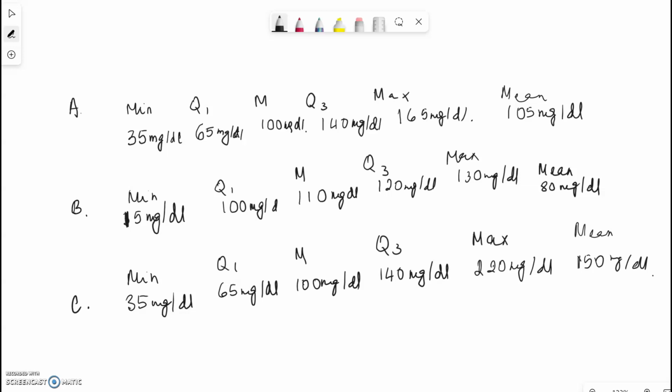So here we're given three sets of numbers, and we'll examine the numbers and decide what kind of a distribution each one of these is. So let's look at A.